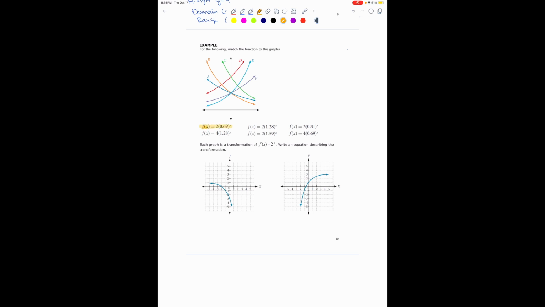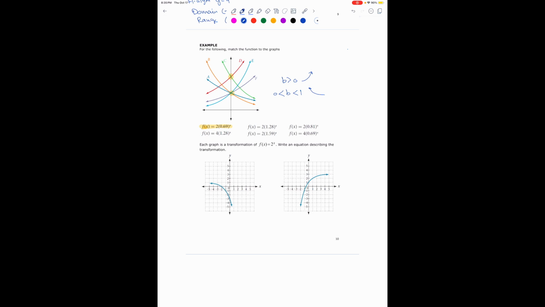Okay. So in order to match these, first we're going to look at two characteristics. One is the y-intercept, whether it is 2 or 4. So that is one of the identifiers. The next characteristic is going to be whether the b is greater than 1 or the b is less than 1. So if it's less than 1, the graph is going to be a decay graph. If it's greater than 1, it's going to be a growth graph. And then the bigger the base, the closer it is going to be to the y-axis.